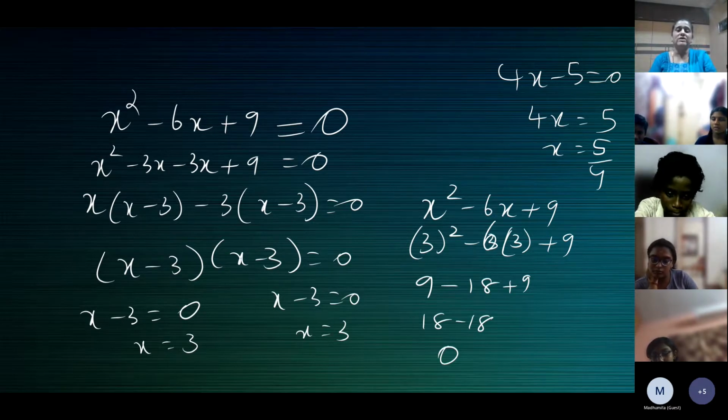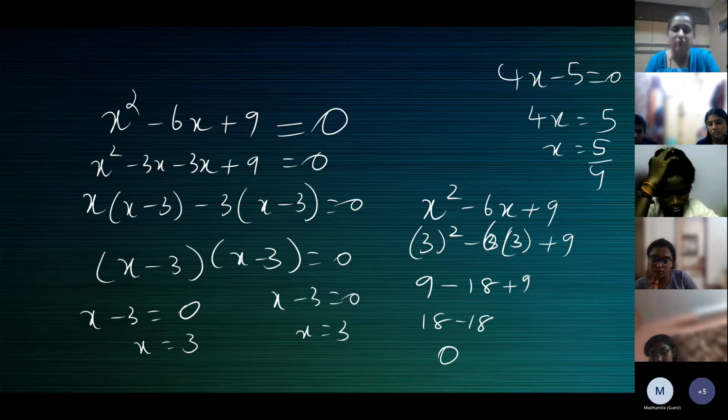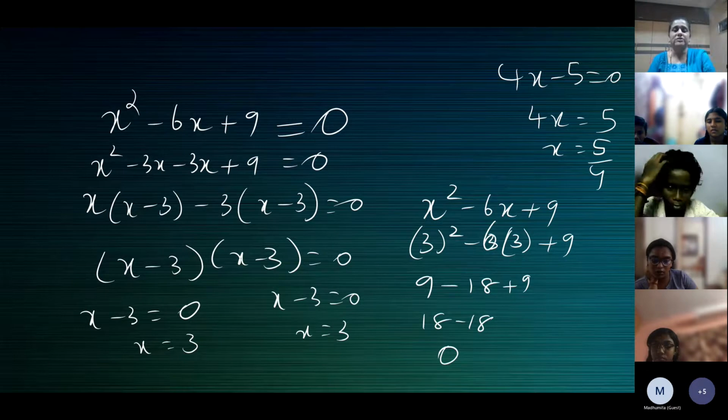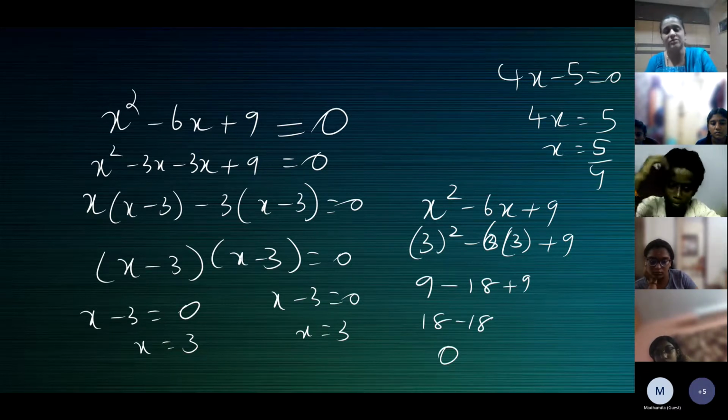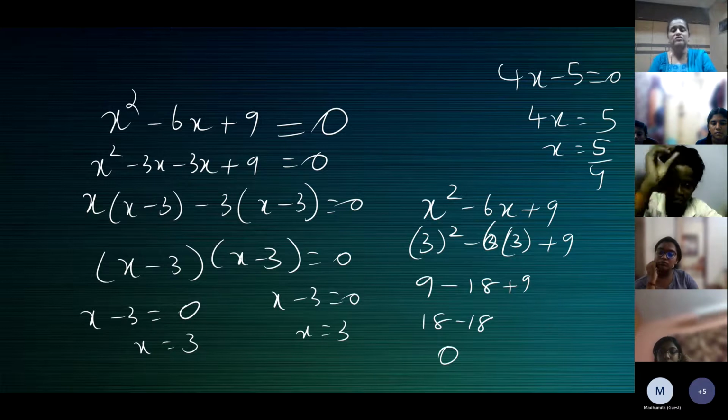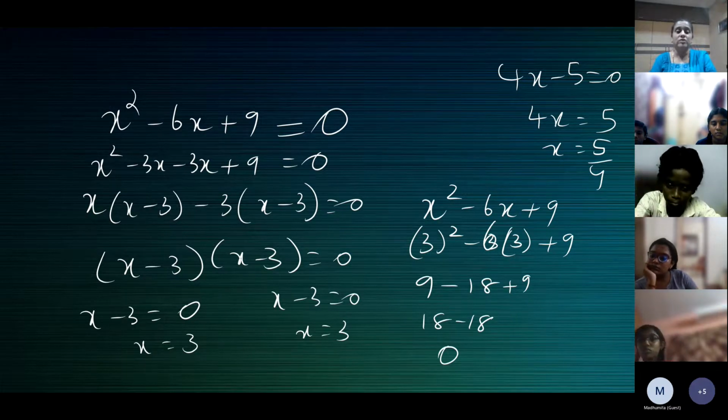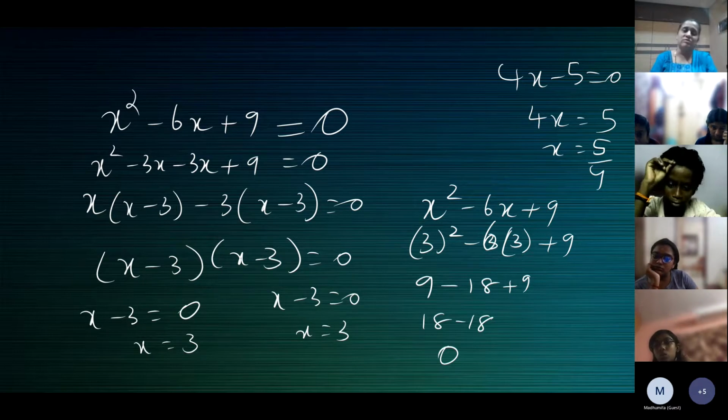The polynomial is x squared minus 6x plus 9. It's a quadratic polynomial. We are trying to find its zeros. For that, we need to equate the polynomial to 0 and solve the equation for x. We solved it by splitting the middle term. Then we got two factors, x minus 3, x minus 3. Equate them to 0. So x is equal to 3. Now in the polynomial x squared minus 6x plus 9, in place of x use 3. What's the value of the polynomial? 0.